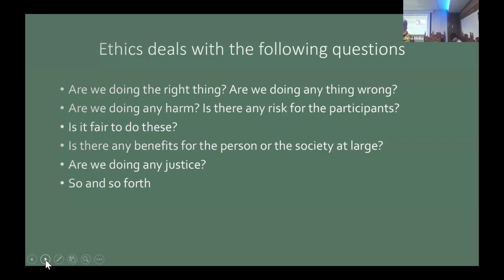And are we doing any justice? And so on and so forth. So these are certain questions, certain issues that are addressed by this ethics. So ethics are a certain set of principles to answer these issues and take care of these issues. Is that clear? Okay.